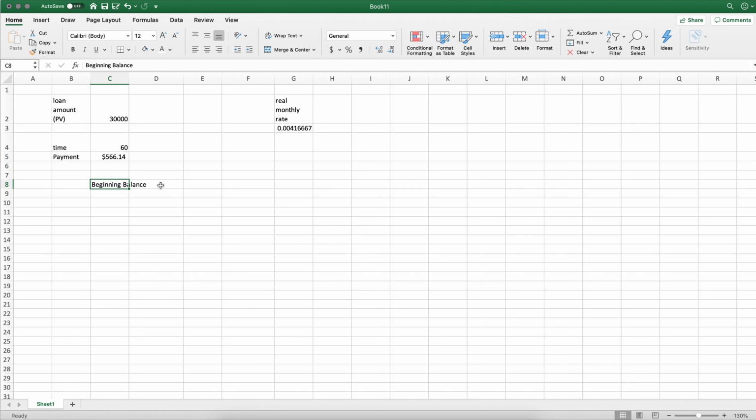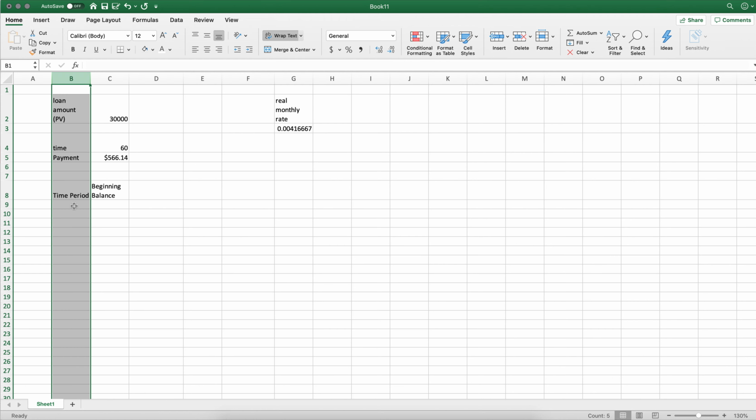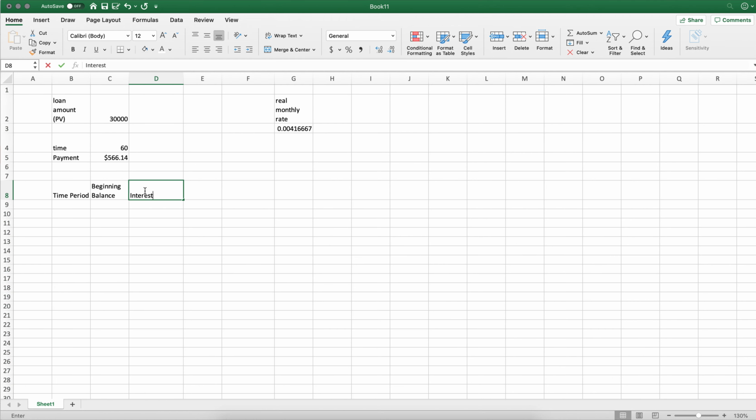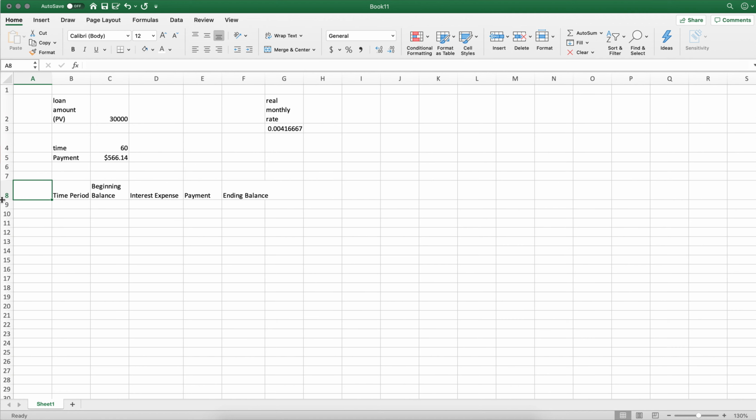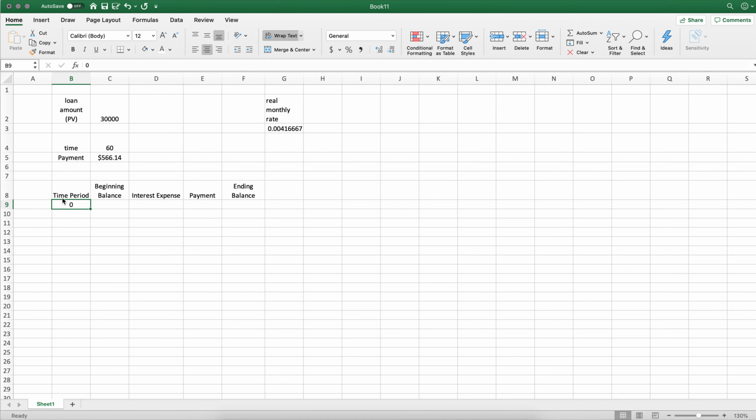The easiest way to do these problems in Excel is to do the beginning balance. I'm going to wrap the text, the time period, the interest expense, and the payment, and then the ending balance. They're going to be all weird. Let's see if I can wrap the text on all of them. And I personally like it centered because I'm weird. Well, let's start it this way.